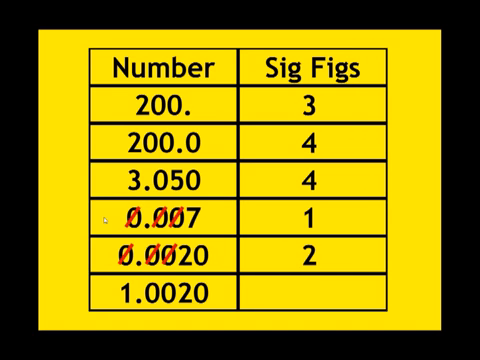And then finally, the first number we come to on the Pacific Ocean side is a 1. So therefore it doesn't matter. Everything counts from that point forward. That measurement, 1.0020, contains 5 significant figures.